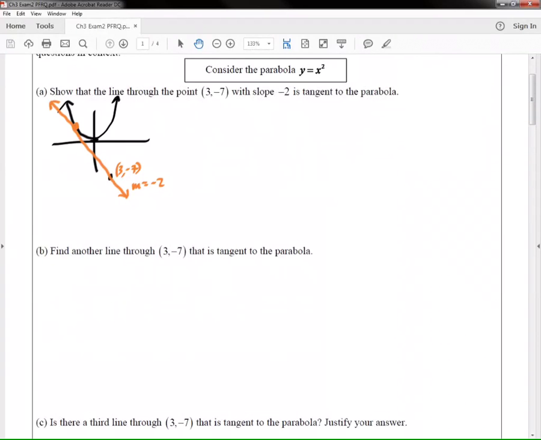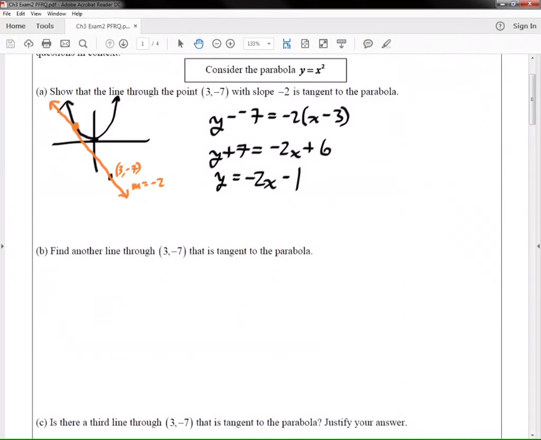So, how would we be able to do that? Well, this equation is going to say y, the tangent line, y minus -7 equals -2 times (x minus 3). And if I simplify this, we'll have y plus 7 equals -2x plus 6. We're going to take 7 away from that, so we get y equals -2x minus 1. Okay, so is this tangent to this?